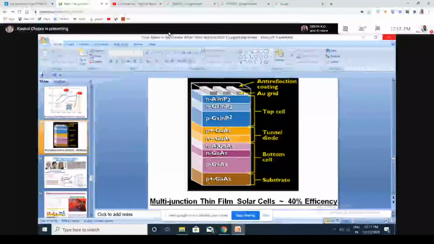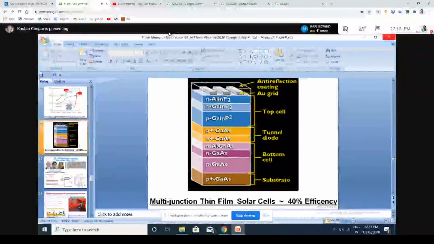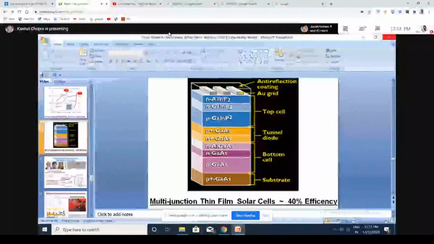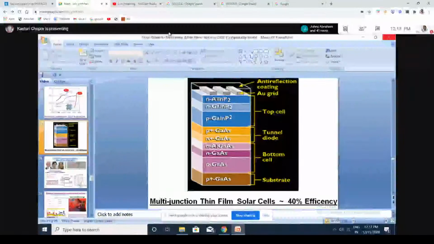You can see, this is why I just wanted to show you that you have to make a multi-junction structure so that it can absorb different parts of the solar spectrum, to get you 40% efficiency. So obviously, this is very unique, very expensive, and it can only be used by people who really need it badly, and that's probably the military, Air Force people.